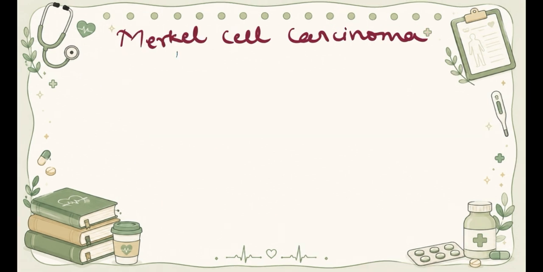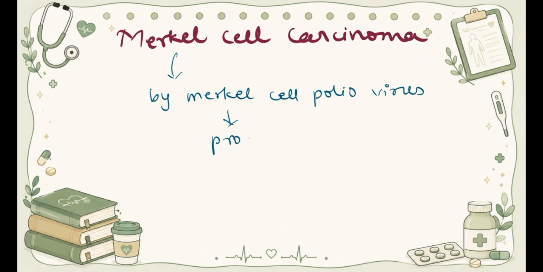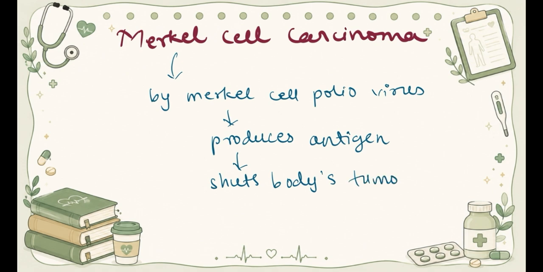Merkel cell carcinoma, on the other hand, is completely different. It's largely driven by a virus. In roughly 80% of MCC tumors, the Merkel cell polyomavirus is present. This virus produces a specific antigen. That antigen actively attacks and shuts down your body's natural tumor suppressor pathways.